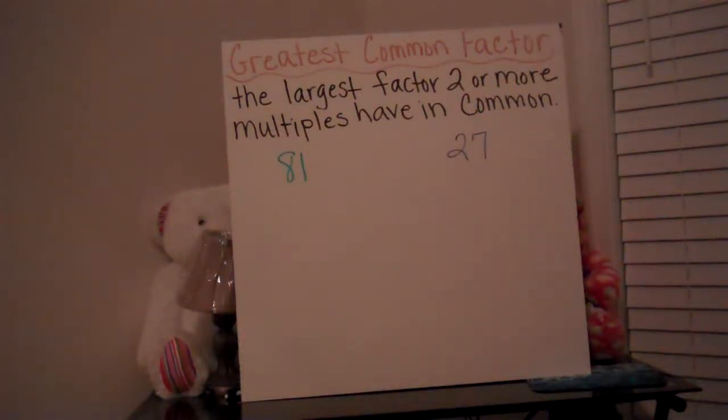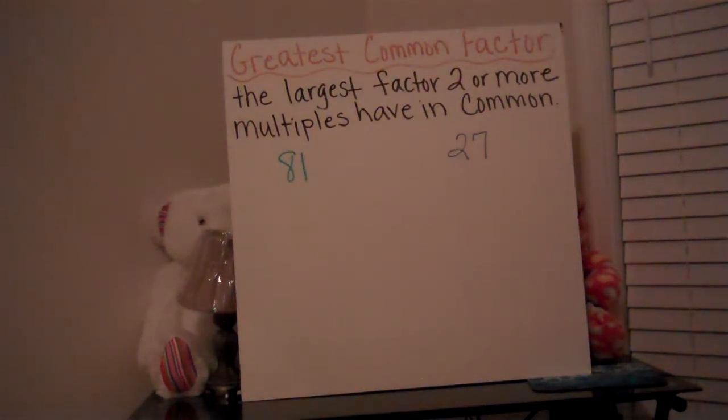Finding the greatest common factor is basically just finding the largest factor that two or more multiples have in common. I listed two multiples on the board, 81 and 27, and I'm going to walk you through how to find the greatest common factor between the two multiples, 81 and 27.